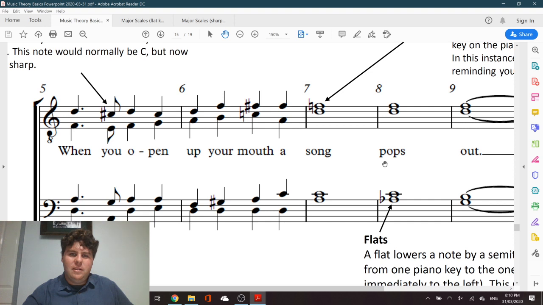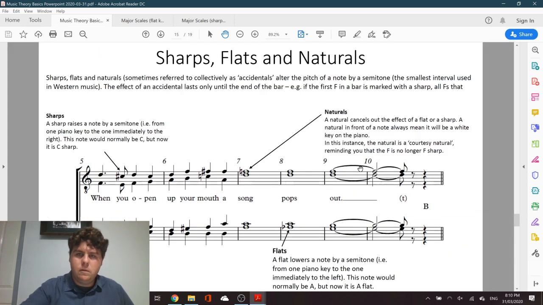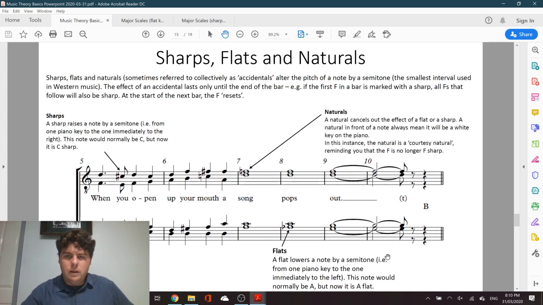So I don't know if either way is agreed upon universally. I don't think it is, but I like it this way. I like the courtesy accidental. I think it helps a little bit. Okay. I think that's everything we covered on that page.